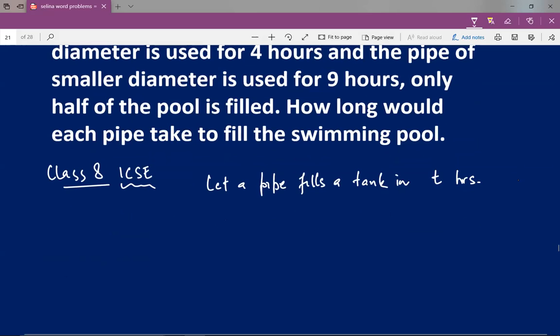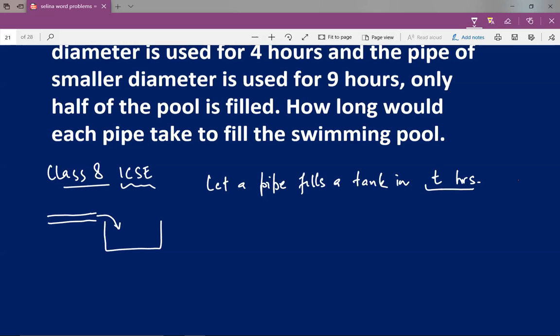Now, what you need to understand is that if there is a tank and you have this pipe, and let us assume this pipe is draining water into this tank. Now, if the pipe fills the tank in T hours, the full tank gets filled. Let us assume this is the capacity. This whole tank gets filled in T hours. So in T hours, full tank is filled.